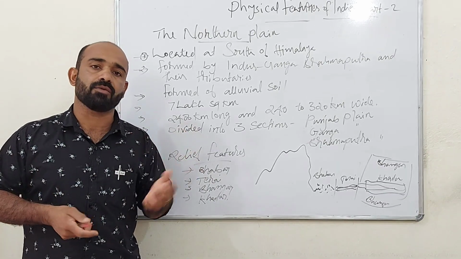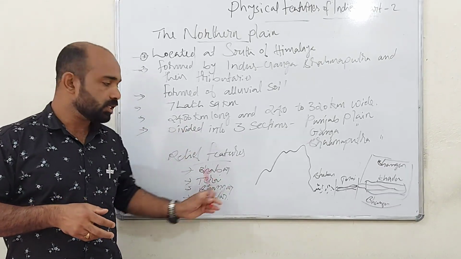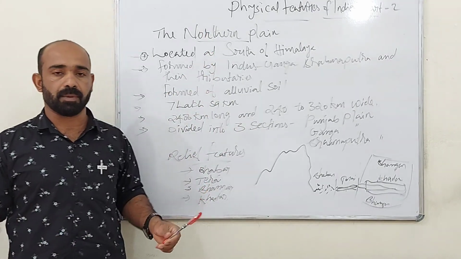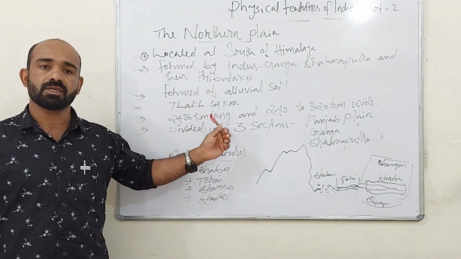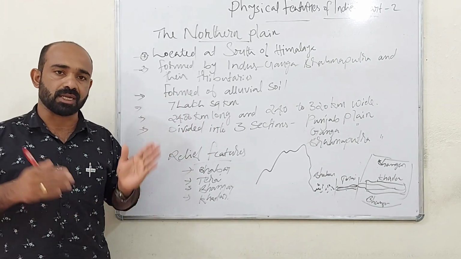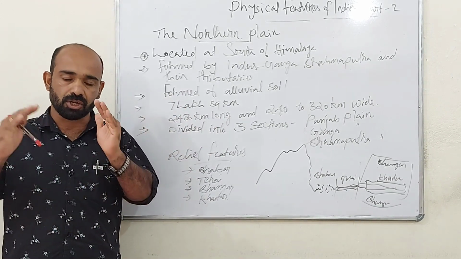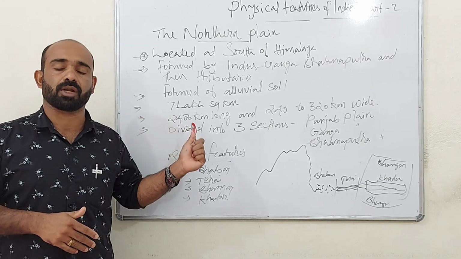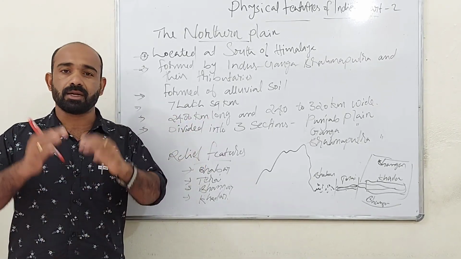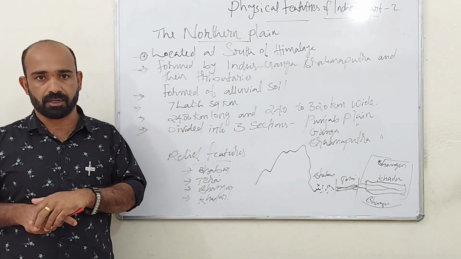There is new alluvial deposit area. These are the four sections as per the relief features. So once again, let us go through the northern plain. Around 7 lakh square kilometer is the total geographical area of the northern plain. It is 2,400 kilometer long and 240 to 320 kilometer wide.